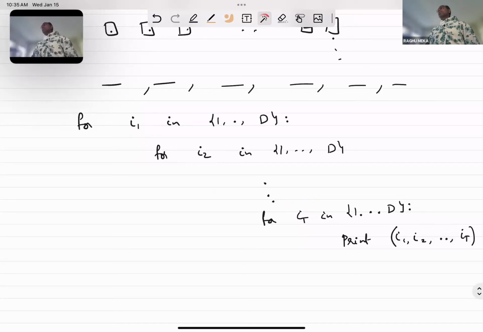Or as Derek suggested here, you can also use some base D number, but then you have to figure out how to get the individual things out, but that can be done as well. Any other questions? All right. So it's not immediate, but this can be done using some standard programming things, like having multiple for loops.